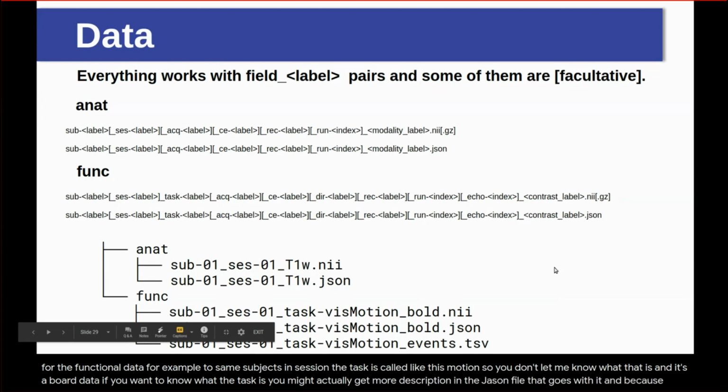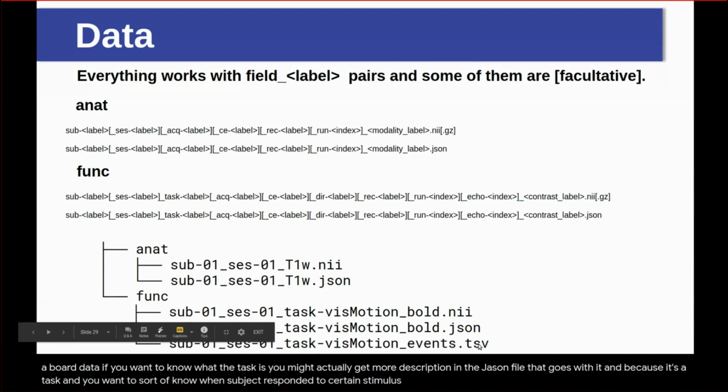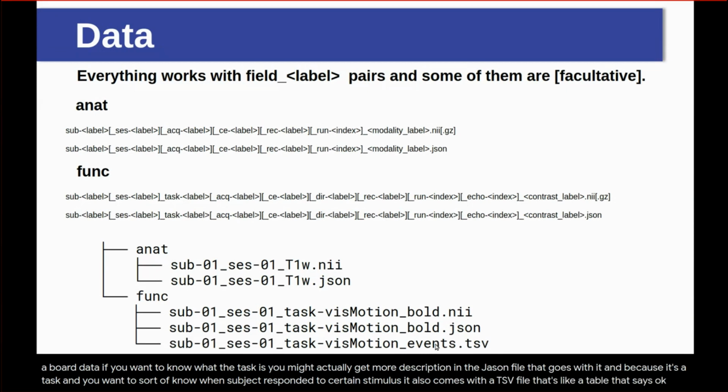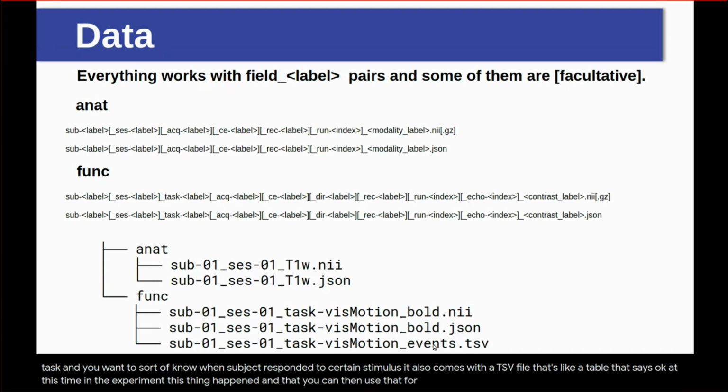And because it's a task and you want to know when the subject responded to a certain stimulus, it also comes with a TSV file, a table that says, okay, at this time in the experiment, this thing happened. And you can then use that for all the information in your analysis later on.